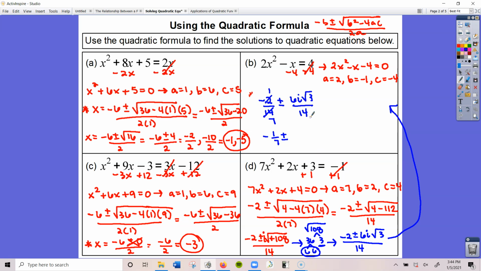And then 6 over 14 can also be simplified by 2. 6 divided by 2 is 3. 14 divided by 2 is 7. And we end up with 3i square root of 3 over 7. And this would be my final answer. And these are my two imaginary solutions: negative 1 over 7 plus 3i square root of 3 over 7, and negative 1 over 7 minus 3i square root of 3 over 7.